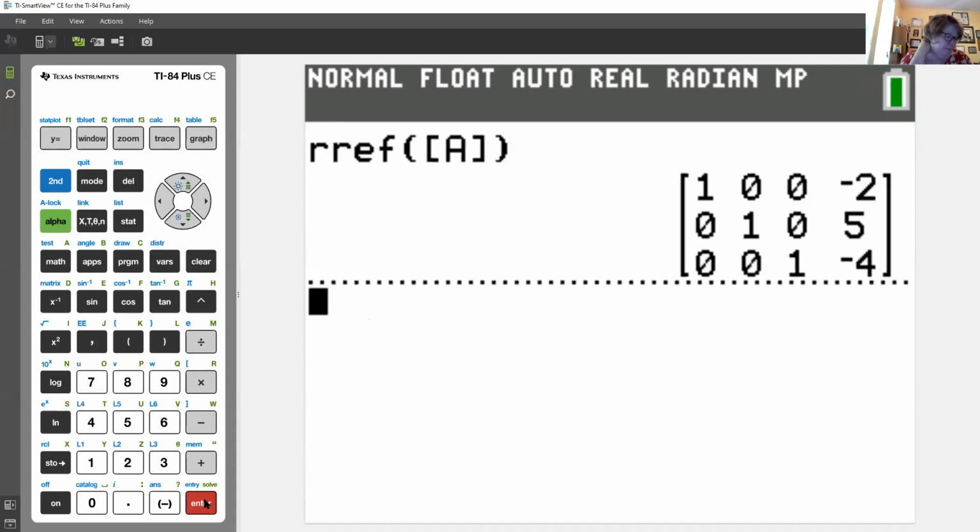So looking at this, I can see my solution set. The ordered triple solution will be the 4th column, because that first row says that x plus 0y plus 0z equals -2. X is -2. The second row says 0 plus y plus 0 equals 5, or y equals 5. So the second coordinate in my ordered triple, y, is 5. And then the last row says z equals -4. So my solution is the ordered triple -2, 5, -4.